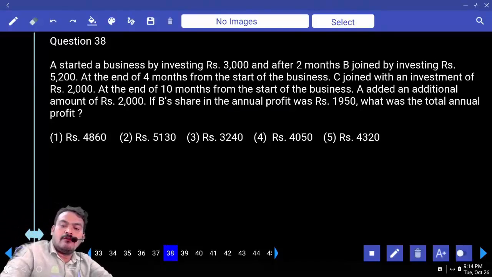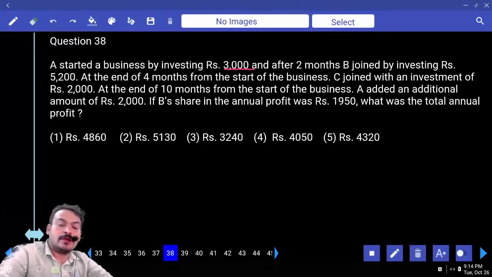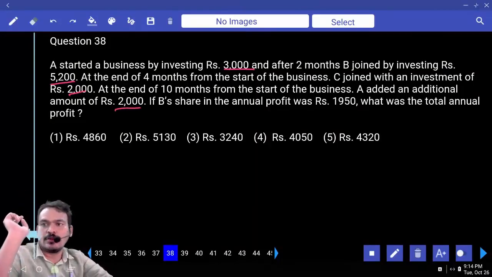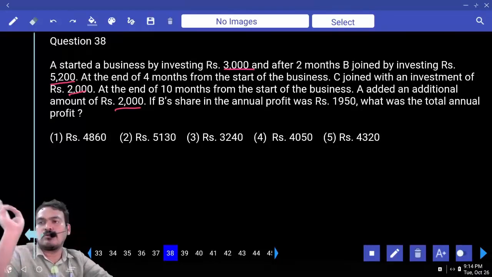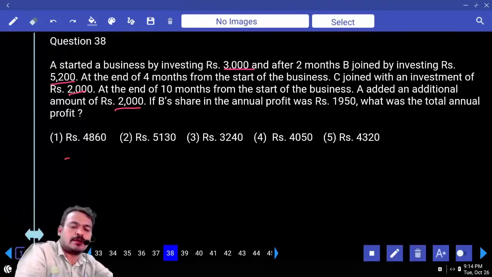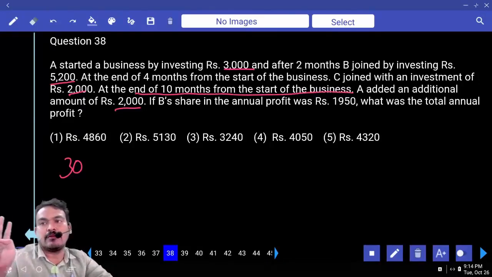First, what is A's investment? 3,000. And B's investment? 5,200. C's investment? 2,000. Again, how much value is A adding? 2,000. In all the cases, 2 zeros are common, so remove the 2 zeros. What is A's initial investment? 30. It will be used for how many months? At the end of 10 months from the start of the business, A added how much value?